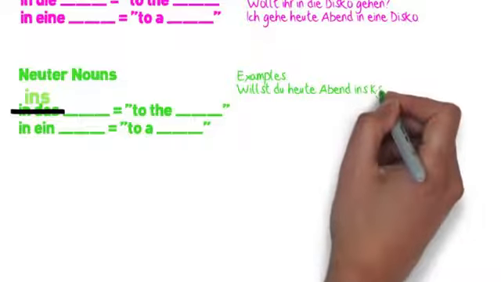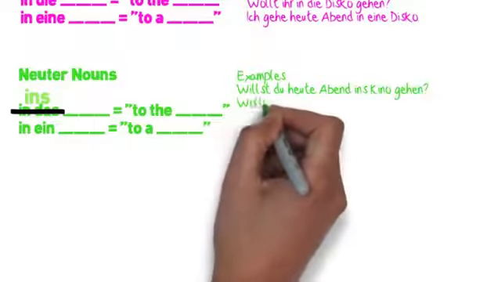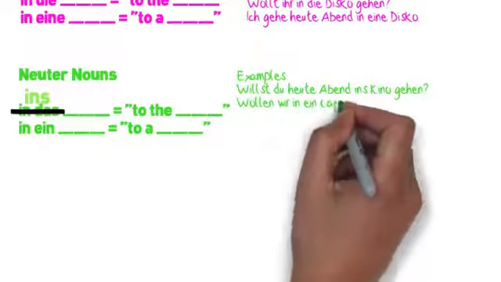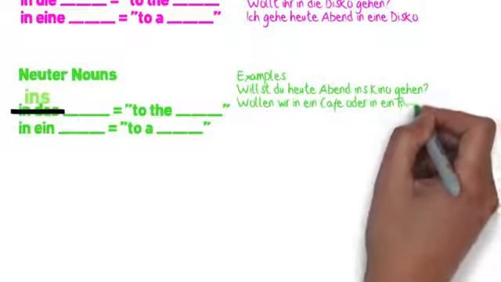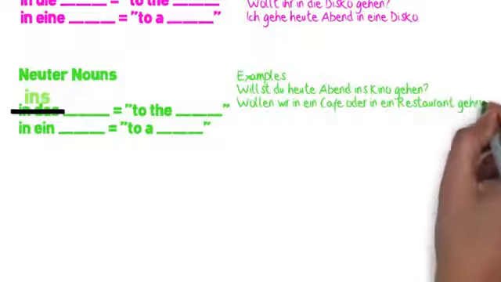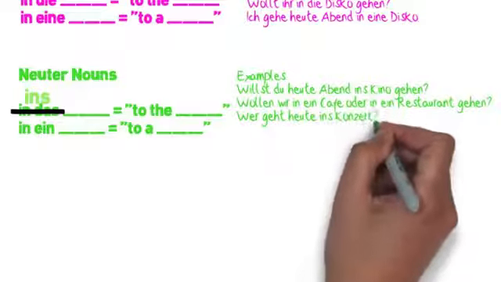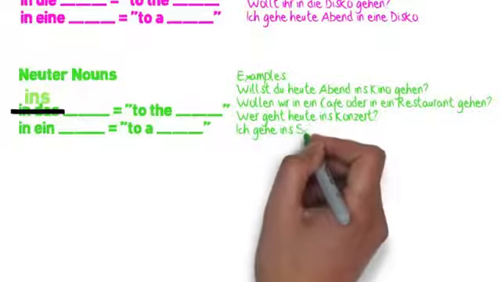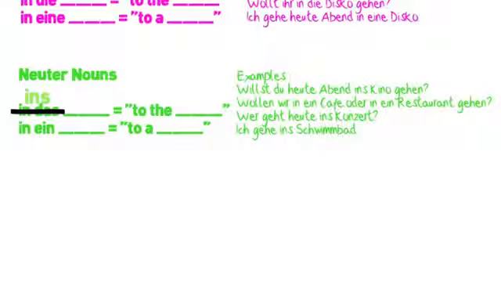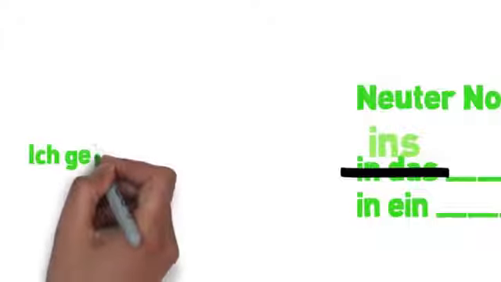Willst du heute Abend ins Kino gehen? Do you want to go to the movies this evening? Wollen wir in ein Café oder in ein Restaurant gehen? Do we want to go to a cafe or to a restaurant? Wer geht heute ins Konzert? Who's going to the concert today? Ich gehe ins Schwimmbad. I'm going to the swimming pool.